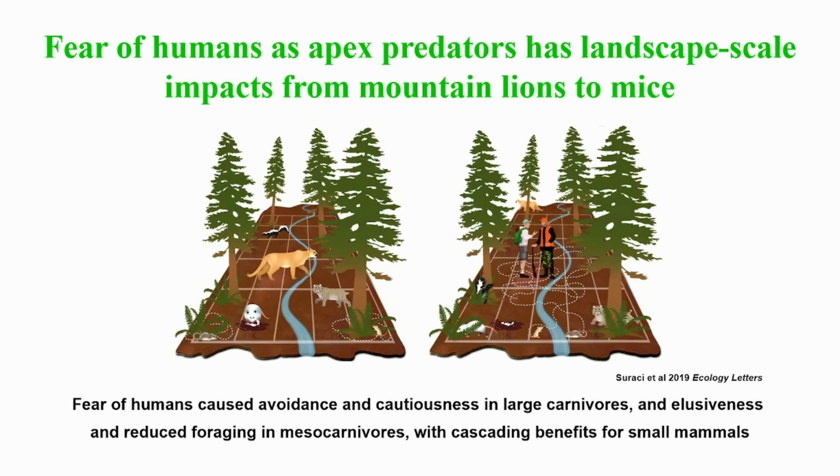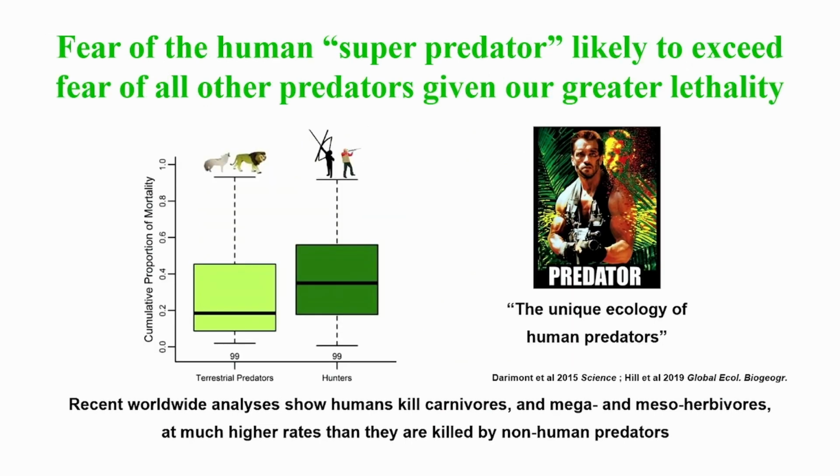And we've also experimentally demonstrated that fear of humans can have landscape-scale impacts from mountain lions to mice, by causing avoidance and cautiousness in large carnivores and reduced activity in mesocarnivores, with cascading benefits for small mammals. Now, recent worldwide analyses have shown that humans kill carnivores and mega and mesoherbivores at much higher rates than they are killed by non-human predators.